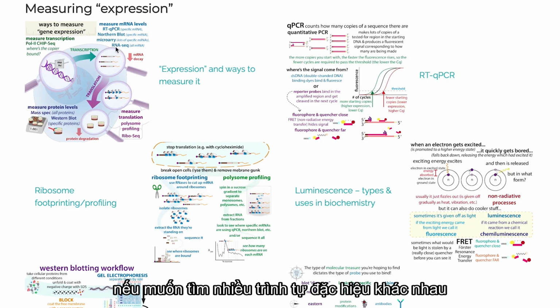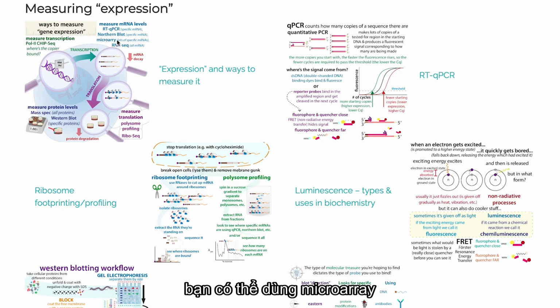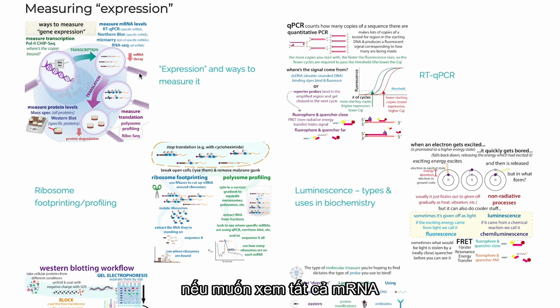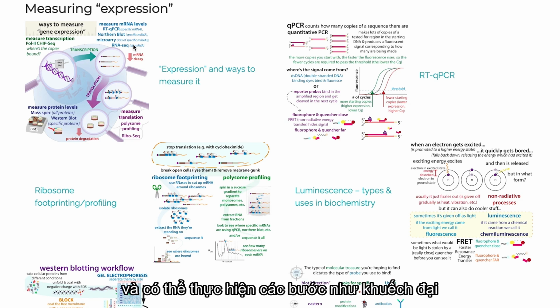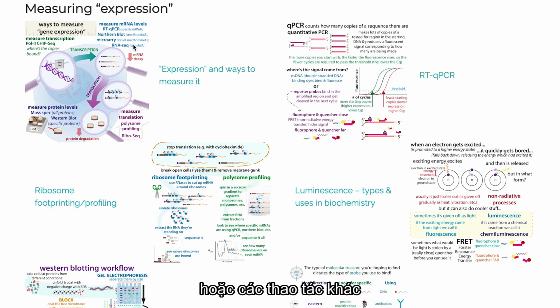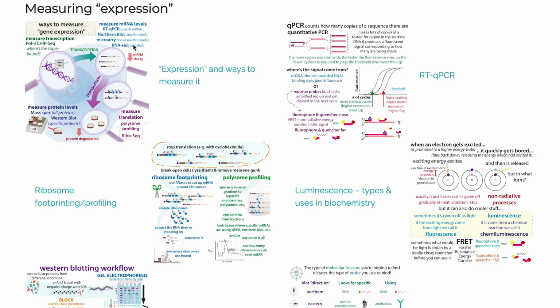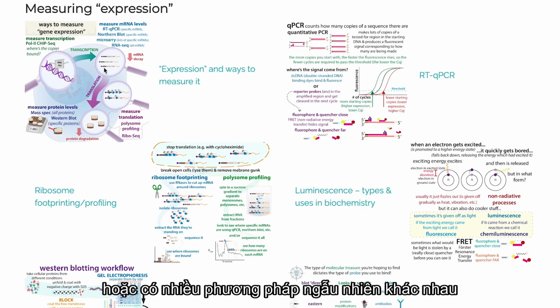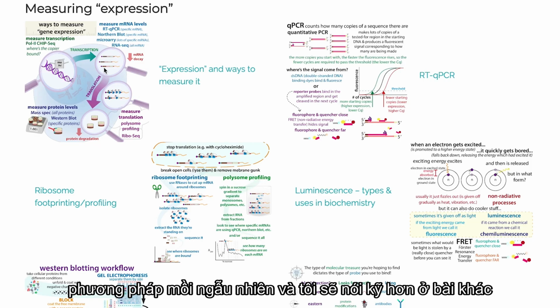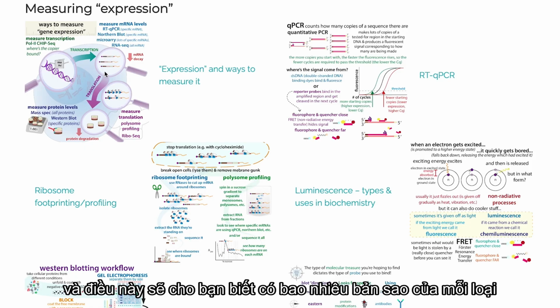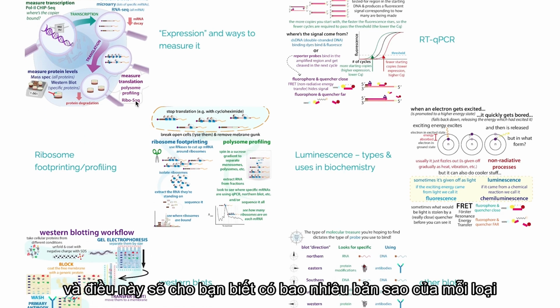If you want to look for multiple different specific sequences, there are things like microarrays, which are kind of like a bunch of northern blots on a plate. And then if you want to look for all the messenger RNAs, you can use RNA sequencing, where basically you can sequence all of the messenger RNAs, and there are various things you can do, like you can amplify, you can enrich for the messenger RNAs using a poly-T primer, or there are various random primer methods, and I get into that in other posts. But basically, you can measure all of the RNA levels, and this is going to tell you how many copies of each there were.